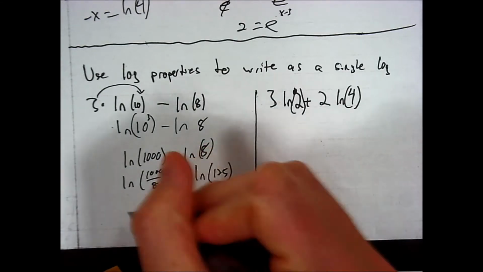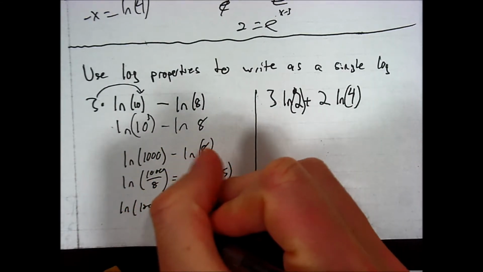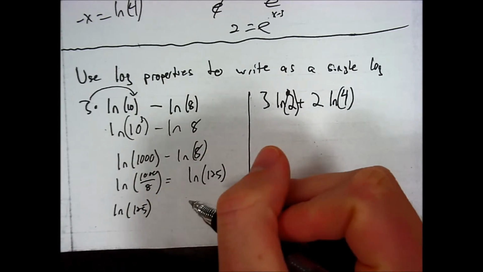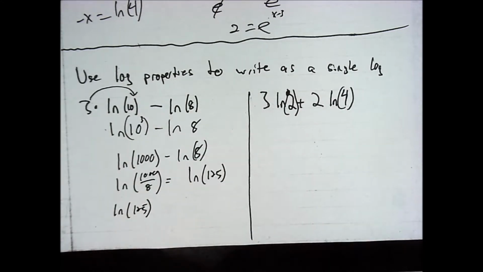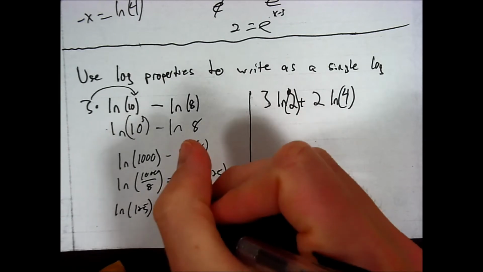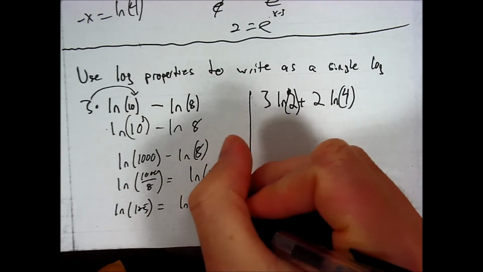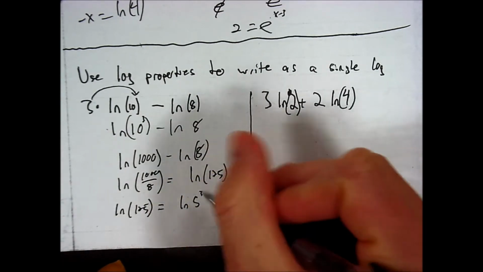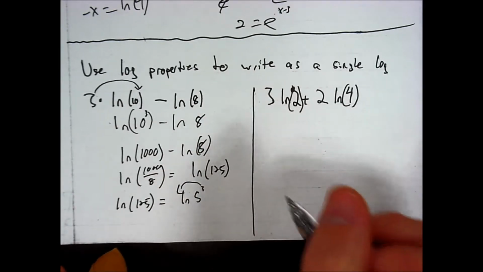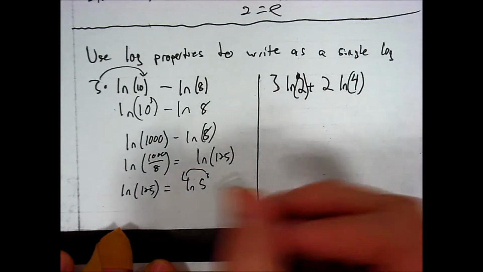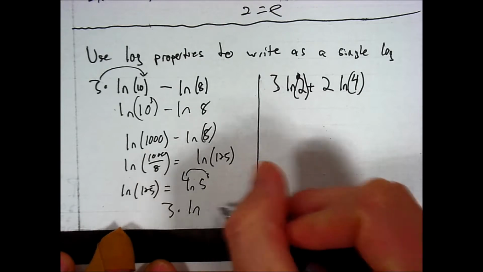And the answer here is yes, because the natural log of 125, 125 is a power of 5, right? It's 5 to the third. So I can write this as natural log of 5 to the third, and then I'm going to bring that 3 down in front. So it's going to be 3 times the natural log of 5.